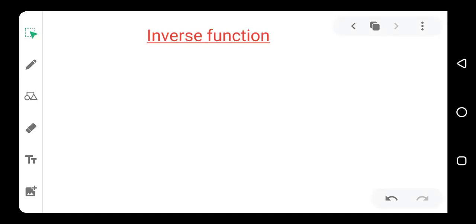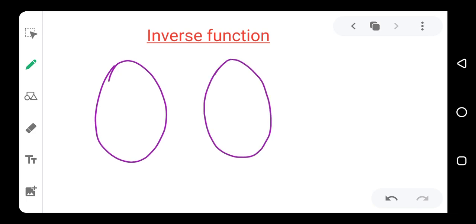Today we want to talk about inverse function. I believe you already know what a function is. In our previous lesson, we defined a function as a special type of mapping in which the codomain is a set of numbers.